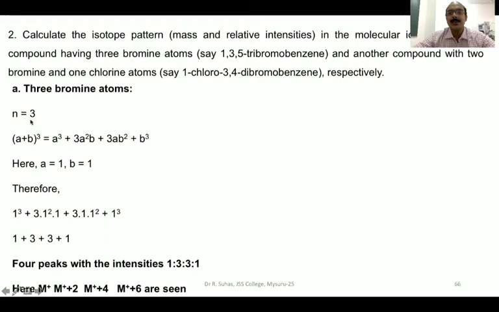In this case, n becomes 3. We know (A plus B) whole cube. The expansion is simple: A cube plus 3A square B plus 3AB square plus B cube. Here A is 1, B is 1 because they have given only bromine. Bromine's intensity ratio is 1:1. So both A and B become 1 here.